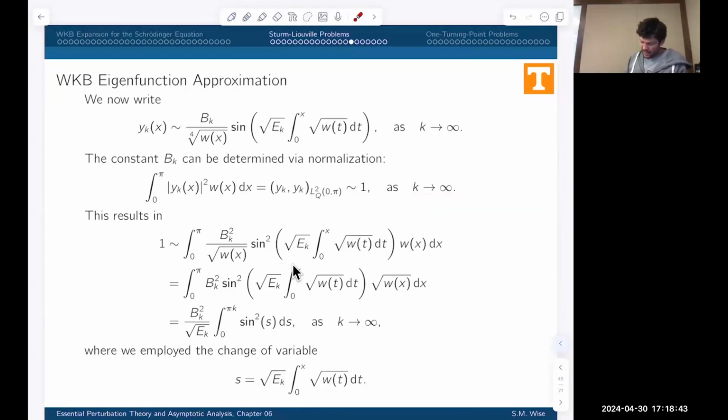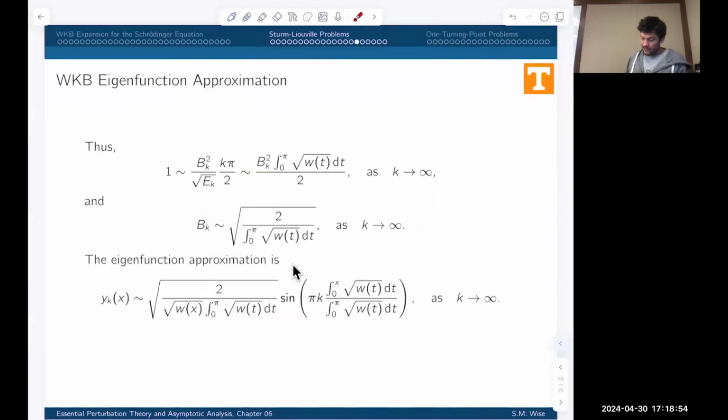So this tells me what I need to have for my value of my b function, or my coefficients b. If I work this out, then bk comes out to be exactly this. So this tells me, well, kind of exactly, what my approximation should be for my eigenvalues and eigenfunctions.